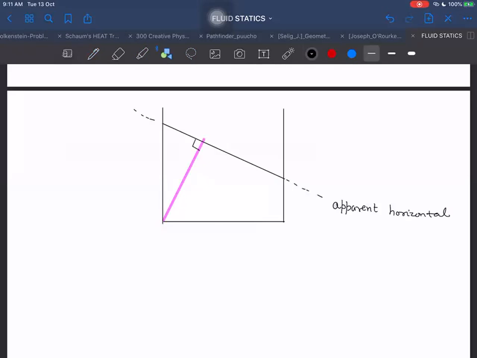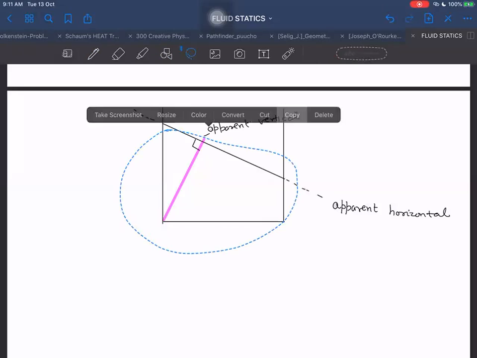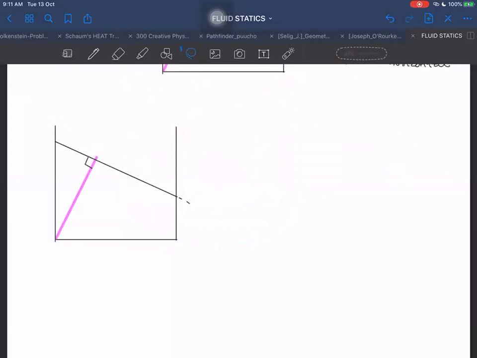And let us say I want to find out what is the pressure at a certain depth.